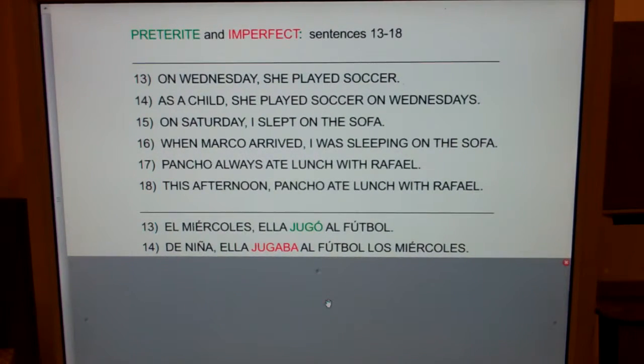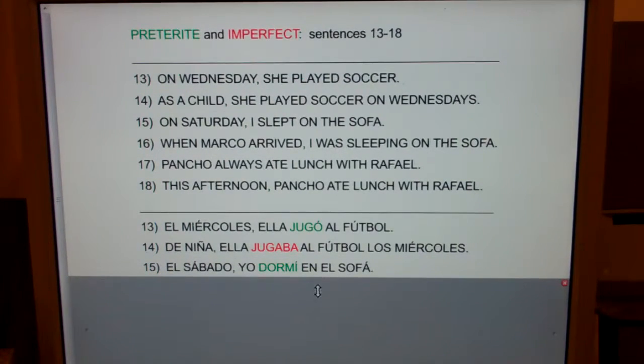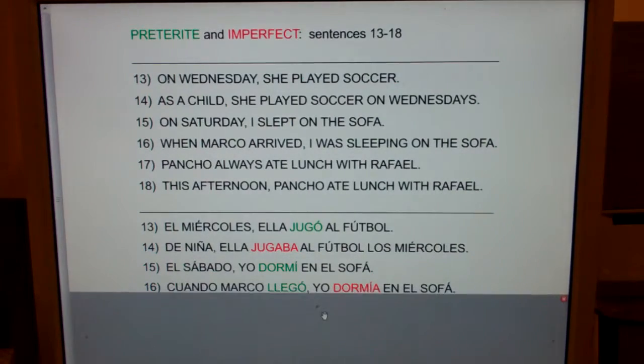Number 15. On Saturday, I slept on the sofa. El sábado yo dormí en el sofá. Number 16. When Marco arrived, I was sleeping on the sofa. Cuando Marco llegó, yo dormía en el sofá.